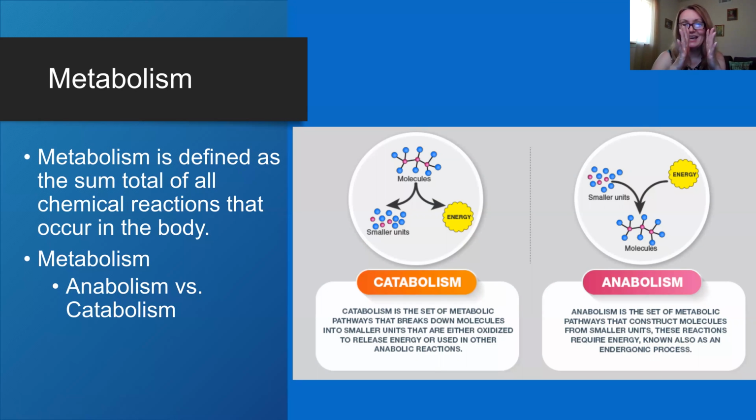And metabolism has two hands, right? Catabolism and anabolism. Catabolism is a set of metabolic pathways that breaks down molecules into smaller units and releases energy. And anabolism is kind of the opposite of catabolism. This is where your body builds up larger molecules from smaller ones, and energy is actually stored inside the chemical bonds of large molecules, right? So anabolism is an endergonic process, and catabolism is an exergonic process. Energy is released during catabolic reactions or stored during anabolic reactions.